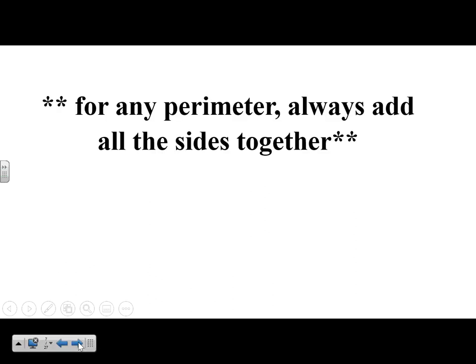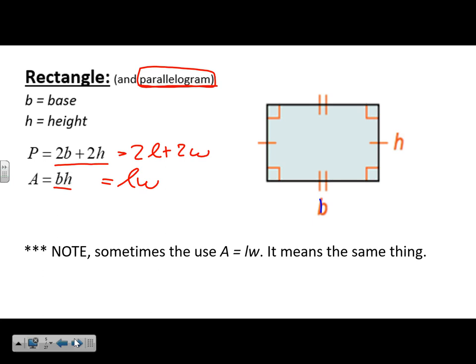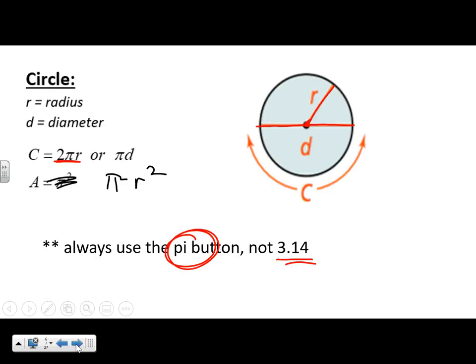Now, the other thing I want to tell you, with perimeter, you can always just add all the sides together. So if we go back to the rectangle, if this side is the base and this side is also, they're equal, so they're both B, and this side is H. If we take B plus H plus B plus H, if we simplify that, that's where they get the 2B plus 2H. So if you just add all the sides together, that's the perimeter, and that works on everything. The only thing you can't really do that with is a circle because it doesn't really have sides.